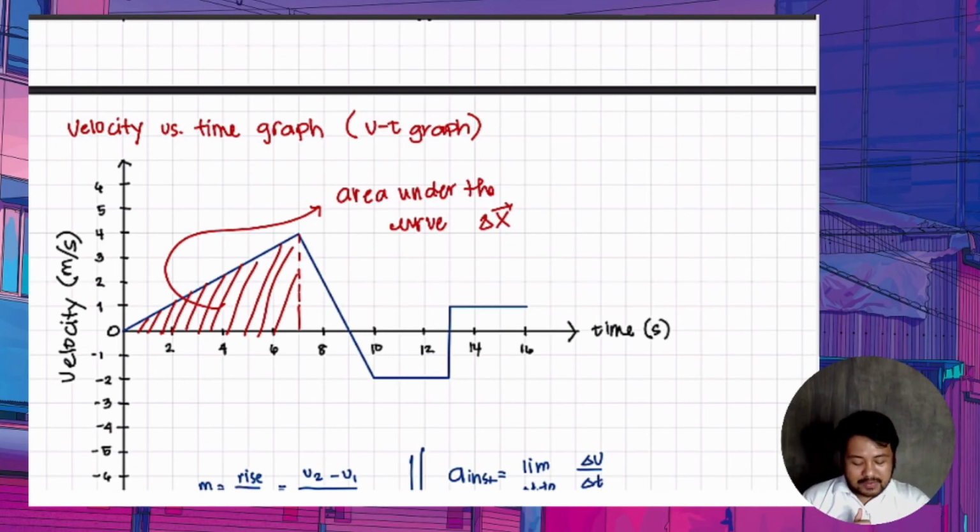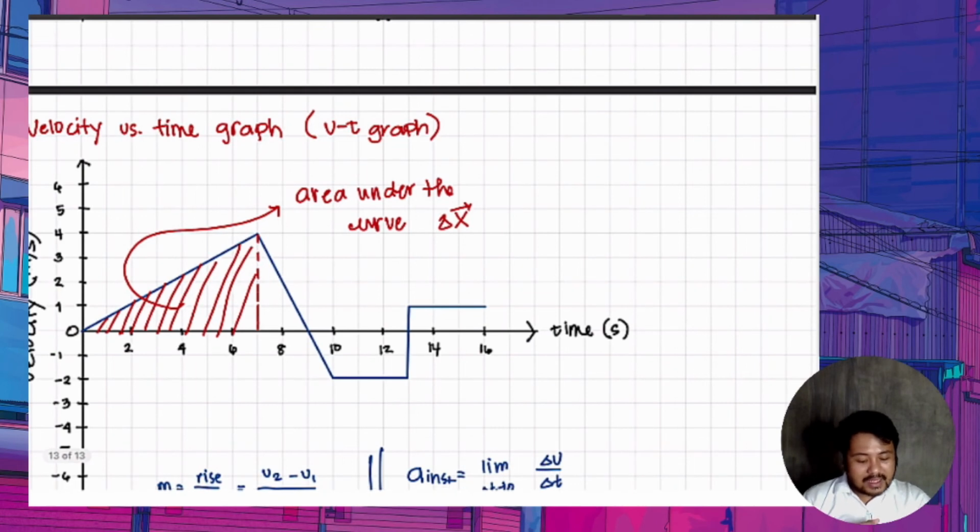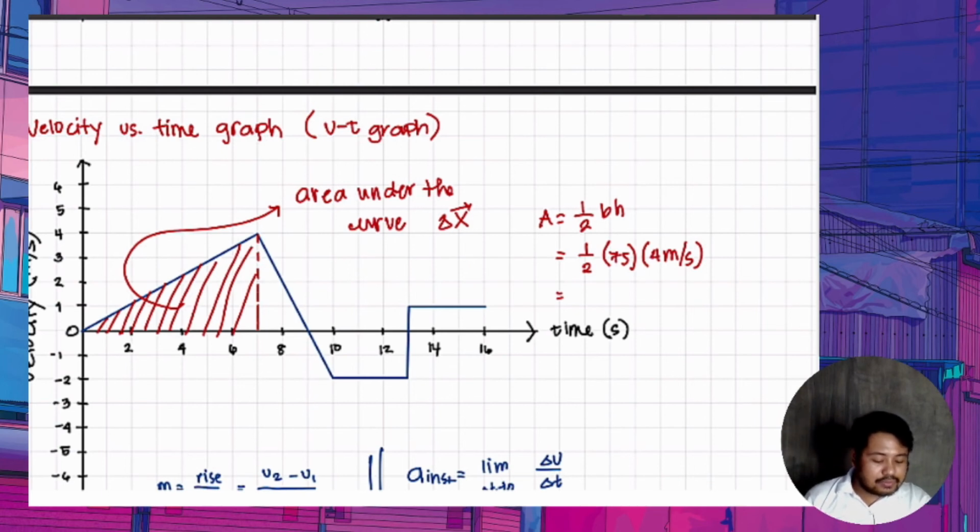So, for example, from 0 second to 7 seconds, ang area na yan, actually, that is just a triangle. So, area natin is 1/2 base times height. So, this is just 1/2 times base, that's 7 seconds, times the height, that's 4 meters per second. So, 4 divided by 2 times 7. So, you have 14. Mag-cancel out si seconds. Okay? Kasi nga, seconds times meters per second. So, you have displacement of 14 meters.